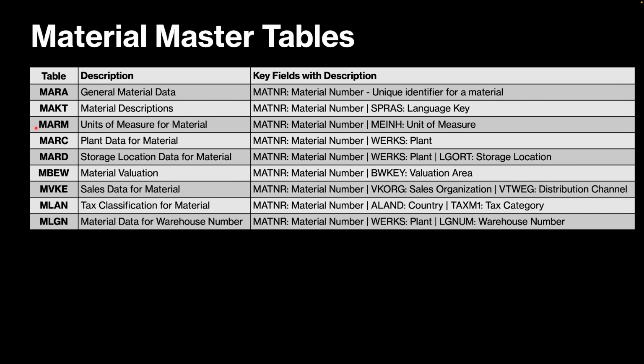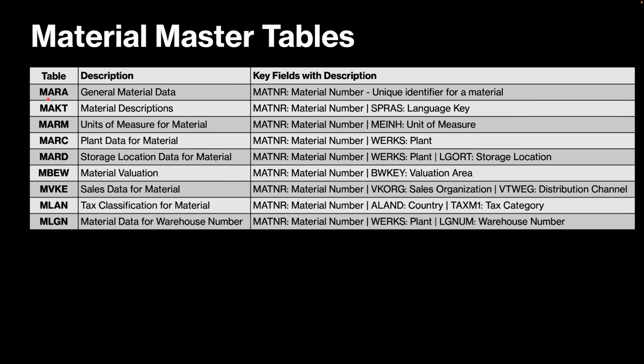So for each of those fields which are there in your material master, SAP has given multiple tables which will store all those fields depending upon the type of data that you are storing in that particular field. So whenever you will be maintaining data in a material master, basically you will be maintaining multiple fields in all these tables depending upon what type of data you are maintaining.